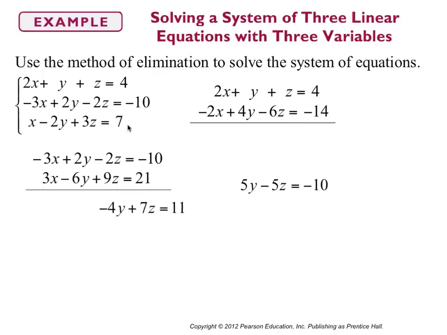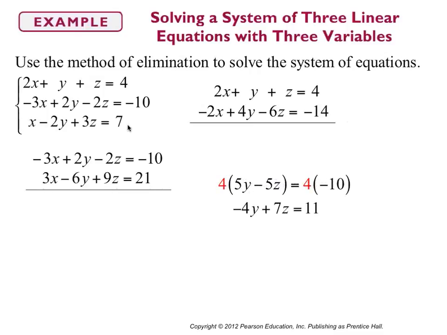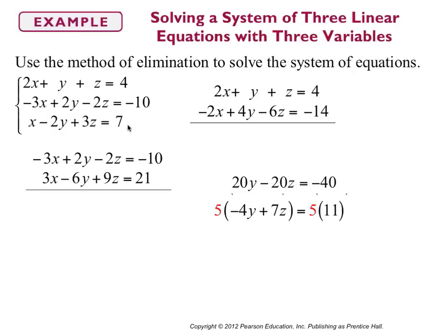And then what we want to do is take our two new equations that we have. We have 5y minus 5z equals negative 10 and negative 4y plus 7z equals 11. And we want to put those together. So in order to do that, we're going to multiply our first equation by 4 and our second equation by 5. We go ahead and distribute. So we have 20y minus 20z equals negative 40. And we have negative 20y plus 35z equals 55.